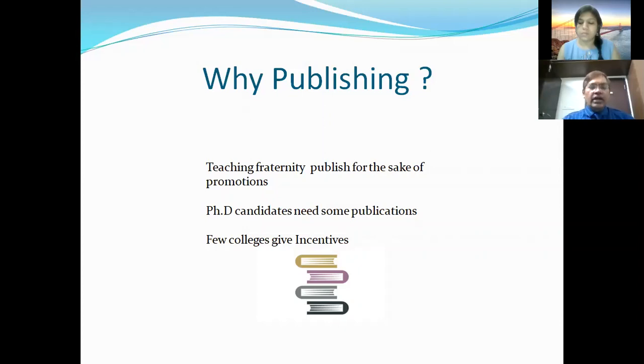And some faculty members even get incentives for publication in good reputed journals in Scopus, ABDC, FT50, Web of Science, UK case study or whatever it might be. So they'll get good incentives, and that is a motivating factor for people to go ahead with publication, what I believe. So these are the 3 important reasons why people go ahead with publication.